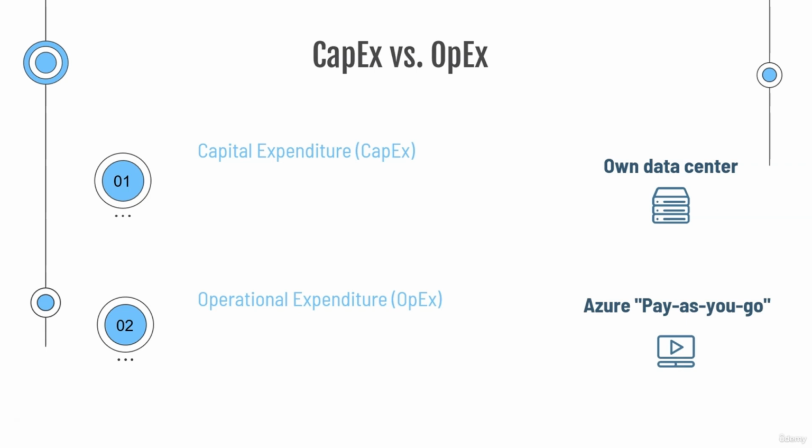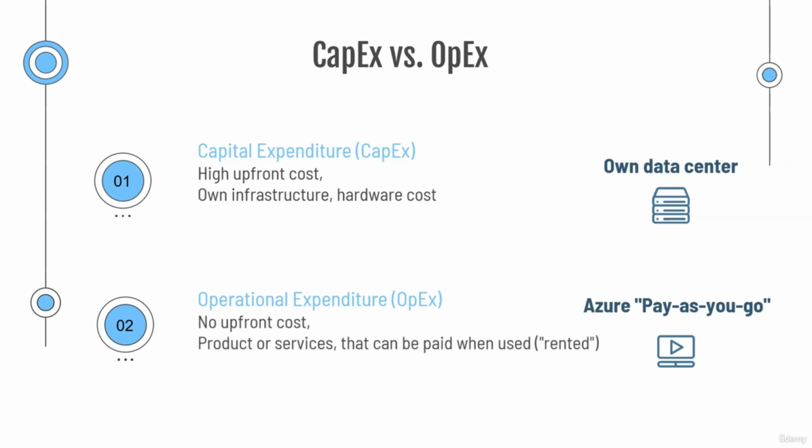So as I've mentioned, capital expenditure is everything where we have to invest a very high upfront cost. We have to, for example, buy our own servers. We have to invest in our own hardware, in our own infrastructure with very high upfront cost, and then we just use it and benefit from that over time. Whereas in the operational expenditure, we have no upfront cost at all. Everything that we are using, we are paying for it. So basically, for example, we are renting something, we are paying for some service that we are using immediately.